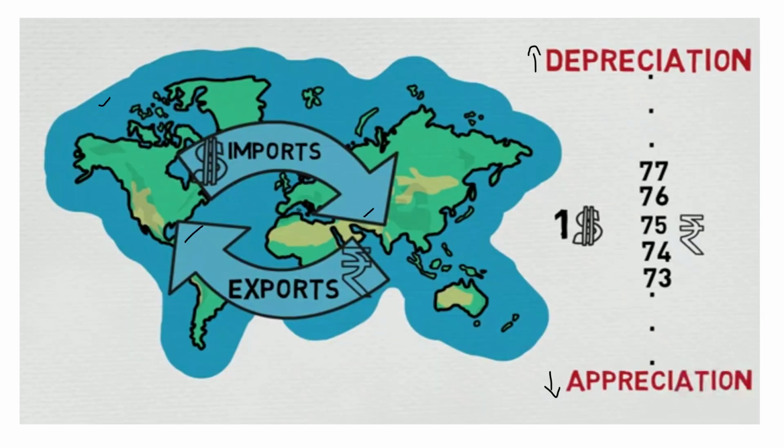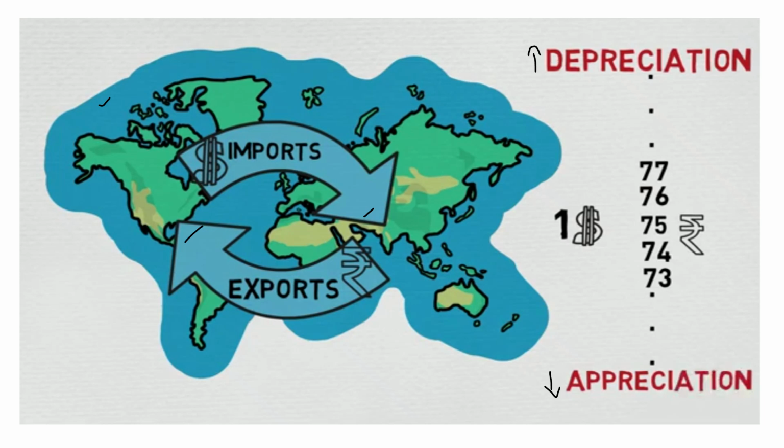Let's understand this with an example. Suppose demand for US-made goods increases in India. Then, in order to pay for these imports, India will need more dollars. So demand for the dollar increases, the dollar price also increases, and we have to pay more for a dollar. It means the value of the rupee has decreased. The economic term for this decrease is depreciation.